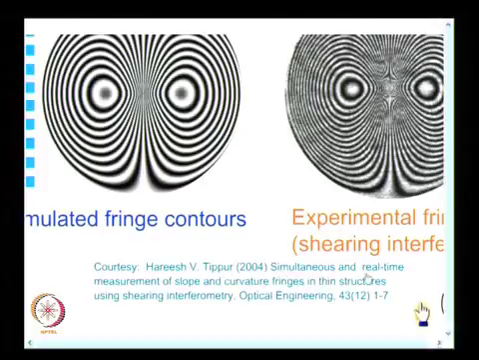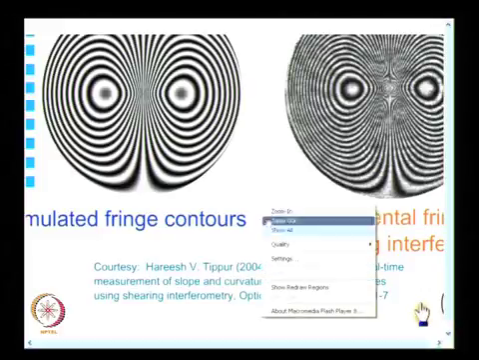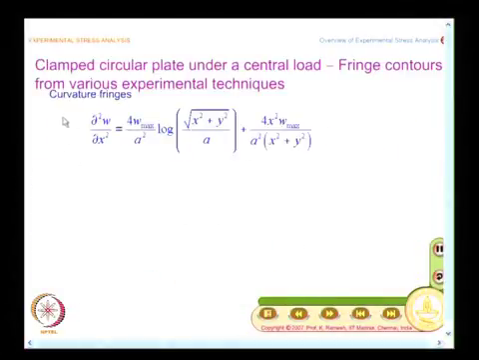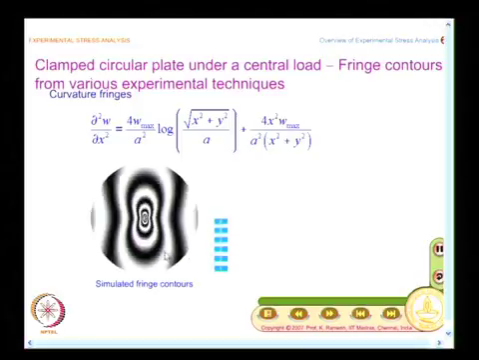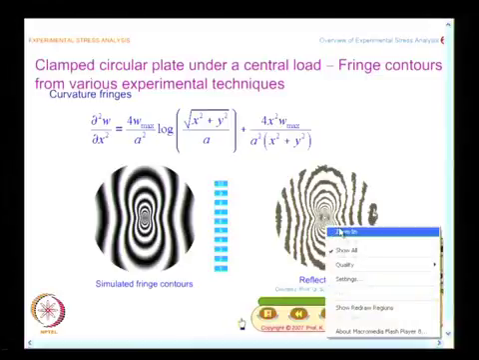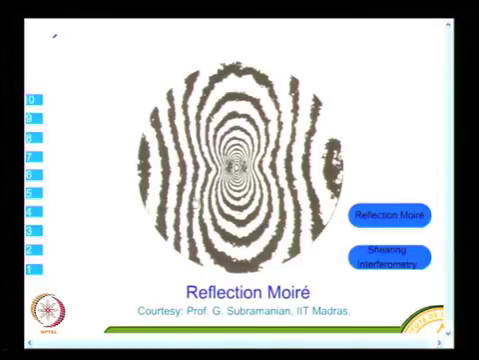So, it is a simultaneous and real time measurement of slope and curvature. You see only slope fringes here, and what we would see now is also the curvature. Curvature information looks like this, and the simulated fringe contours are like this. If you go to the experimental technique, you have a nice set of curvature fringes obtained. You may think, from the experimental fringes we have seen earlier, that these borders are not smooth, they are jagged, but you see the shape as what you have seen here. This result is from Professor G. Subramanian, an exponent of Moire interferometry in the country, and this is from reflection Moire.